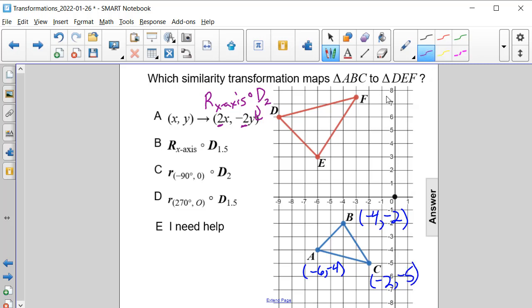And now let's look at our image points. So point D is at -9, +6. Point E is at -6, +3. And point F is at -3, 7.5.